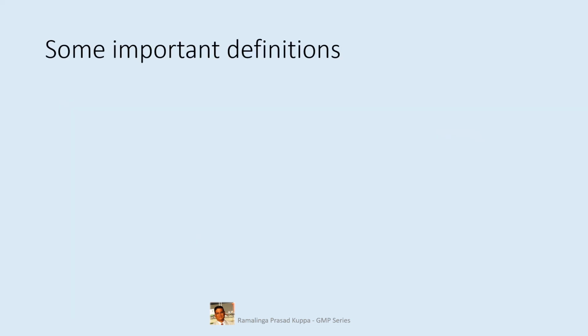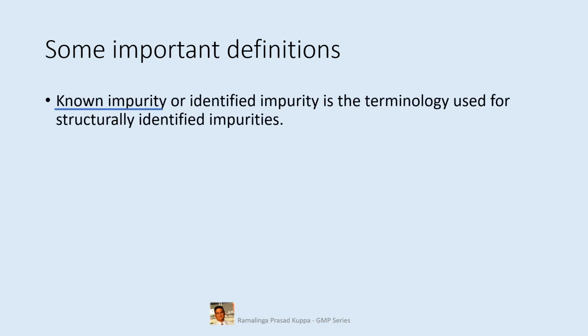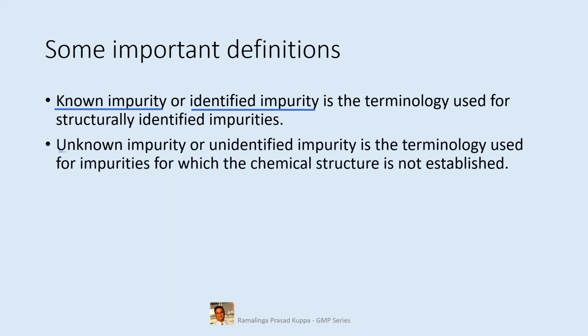Let us see some important definitions. Known impurity or identified impurity is the terminology used for structurally identified impurities. This is important to know. Any impurity for which the structure is established is called a known impurity or identified impurity. Both mean the same. Unknown impurity or unidentified impurity is the terminology used for impurities for which the chemical structure is not established. All unidentified impurities are called unknown impurities or unidentified impurities.